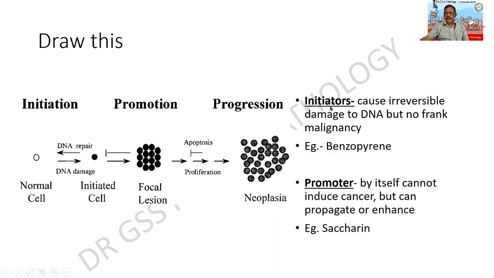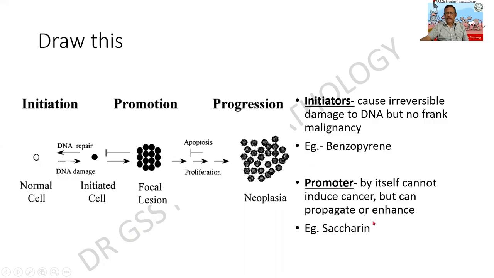By the way, these are the terms that we should remember. Initiators are substances that cause irreversible damage to the DNA, but they do not cause frank malignancy. An example is benzopyrene. Promoters, on the contrary, cannot induce cancer but can propagate or enhance the formation of a cancer. And the classical example is saccharin.